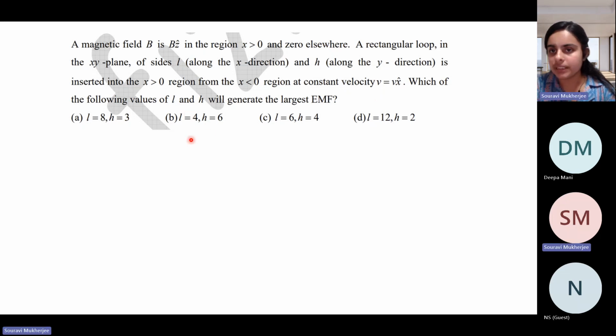Right. It should be B. Why? Because we just discussed, right? The force is along Y, plus or minus, whatever. So force is along Y, and your EMF will be maximum when the dimension along Y is maximum. And the dimension along Y is given by H. So out of all these options, this is the correct answer because this has the largest H.